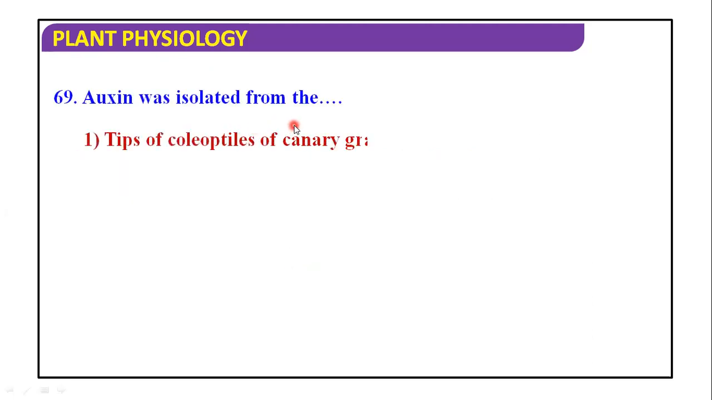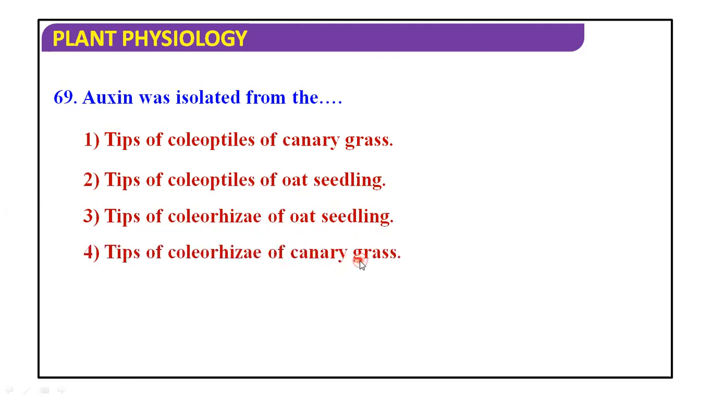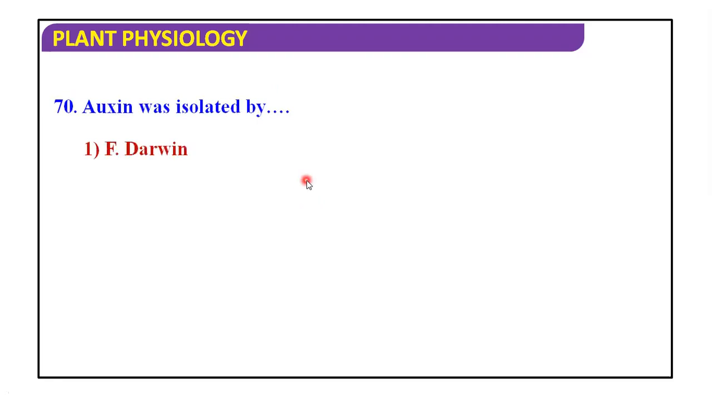Auxin was isolated from the tips of coleoptile of canary grass, tips of coleoptile of oat seedling, tips of coleorhiza of oat seedling, or tips of coleorhiza of canary grass. Answer is tip of coleoptile of oat seedling. Auxin was isolated by F. Darwin, F. W. Went, E. Kurosawa, or E. Schoolwork. Answer is F. W. Went.